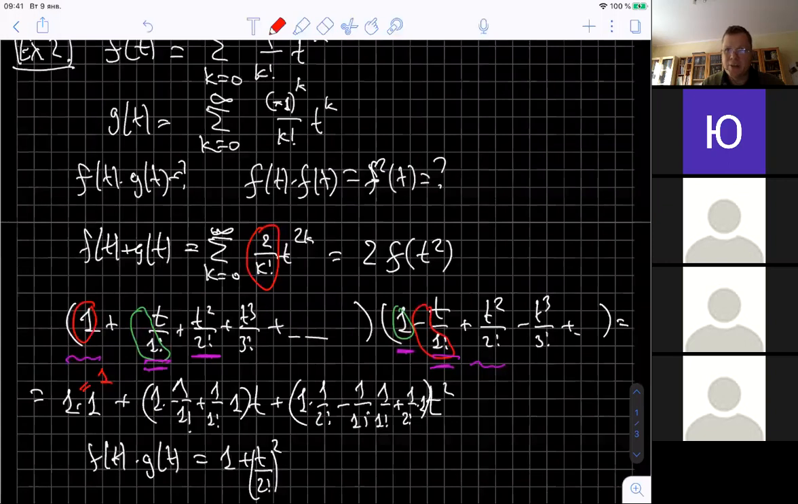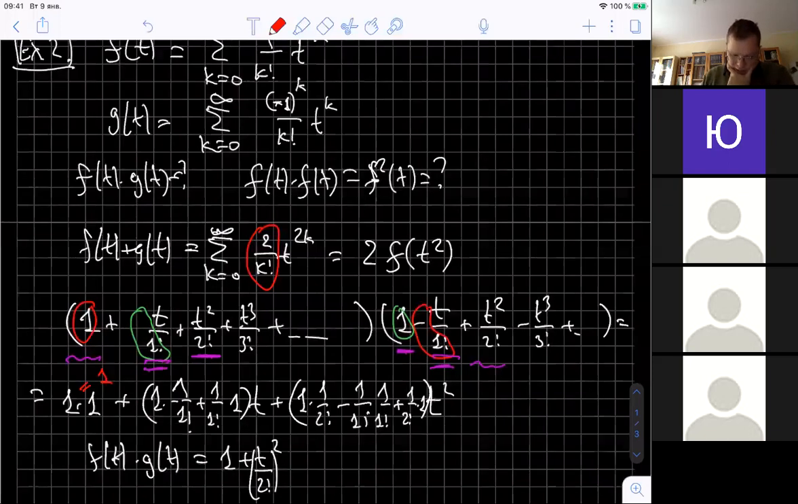And I ask you about the product. So multiplication is a little bit harder than just the sum. The sum is very simple. You just summarize the coefficients and get the answer. And multiplication is harder because you need to calculate the sum of the n elements. So if you want to calculate the coefficient before the t in the nth power, you need to calculate the sum of the n products. But it is not very hard, so we can calculate that.